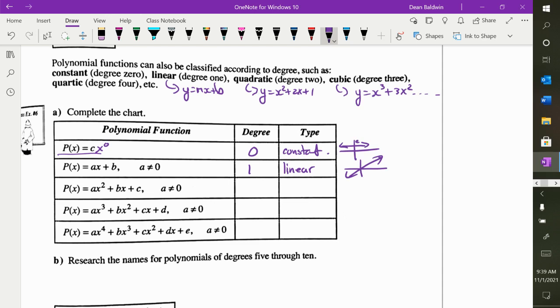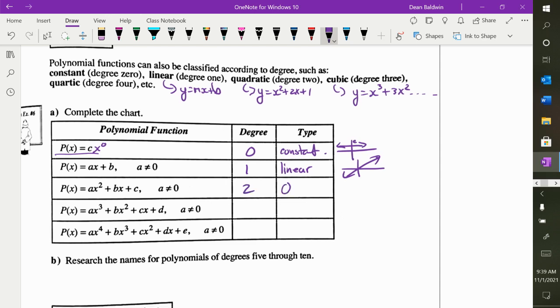What is the third one? What's the degree? 2. What do we call it? Quadratic? Yeah, quad. That's your grade 11 stuff. You know it's going to be a parabola up or down depending on what the a value is. And then the last 2 are the kind of stuff we're going to look at this unit, all right?